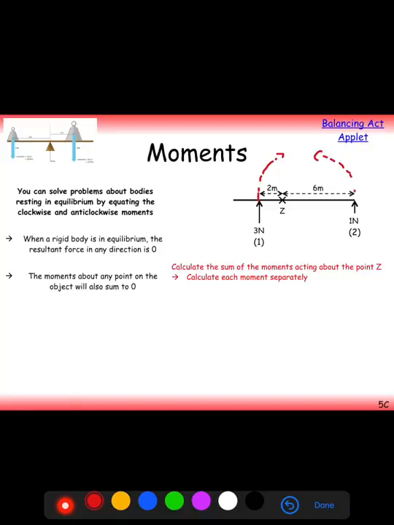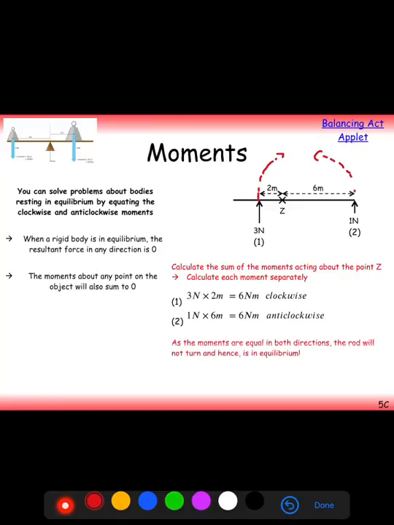You will be having number 1, which is 3, and it's away 2 meters from z, so it's 3 times 2, which is 6 Newton meter in a clockwise direction, while the second one, it will be 1, and it's away 6 meters from z, so the answer will be as well 6 Newton meter in an anti-clockwise direction. As the moments are equal in both directions, then the rod will not turn and hence is in equilibrium.